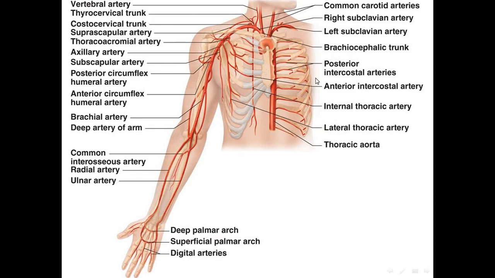This is an anatomic illustration of the blood supply. So, the ascending aorta, aortic arch, descending. Here are the posterior intercostal arteries. Here we have this internal thoracic artery, which gives the anterior intercostal arteries.